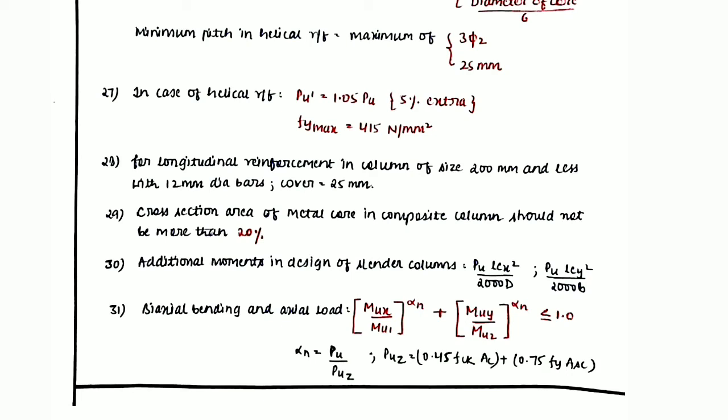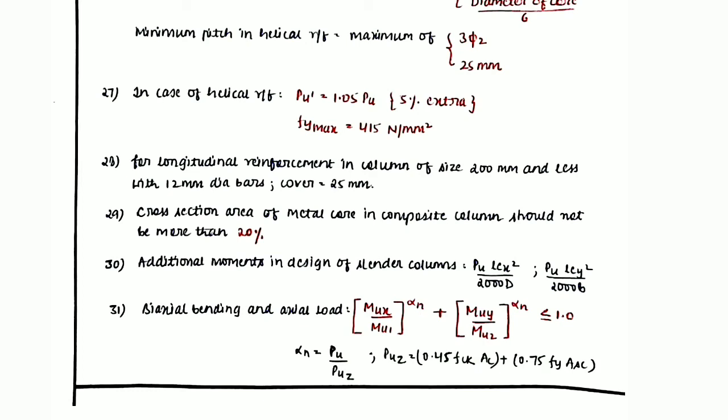Now for longitudinal reinforcement in a column of size 200 millimeter and lesser with 12 millimeter diameter bars, the cover should be 25 millimeter. This is clear in itself. Cross-sectional area of the metal core in case of composite columns should not be more than 20%. There are some composite columns made of different kinds of materials. In that particular case, the cross section of the metal core should not be more than 20% at all.